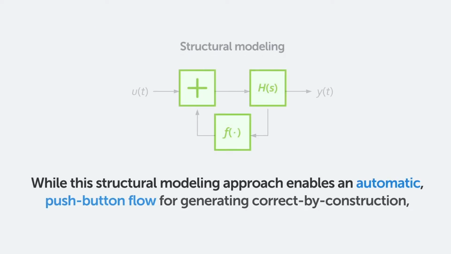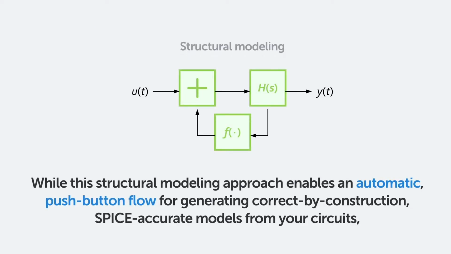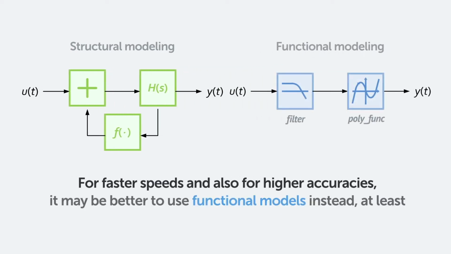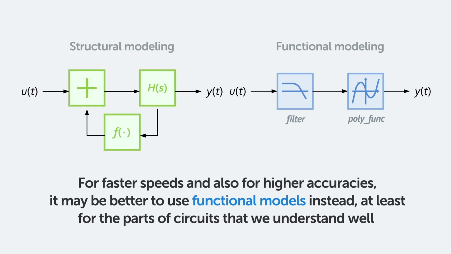While this structural modeling approach enables an automatic push-button flow for generating correct-by-construction, SPICE-accurate models from your circuits, a downside is that the resulting models are as complex as the original circuits, which may limit the simulation speedup achievable. For faster speeds and also for higher accuracies, it may be better to use functional models instead, at least for the parts of the circuit that we understand well.